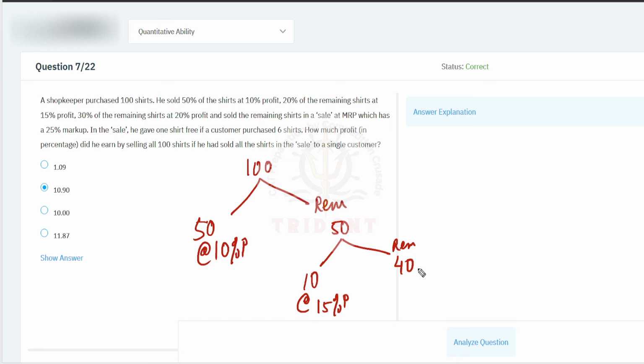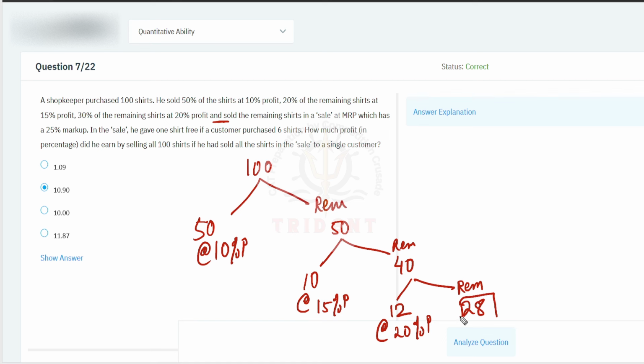Now this is your remaining. Now they say that 30% of the remaining shirts are sold at 20% profit. Now of this 40, 30% remaining. So 30% of this number is what? 12, right? So this is sold at a profit of 20%. And the remaining shirts, now this part is a little bit of a twisted one. And the remaining shirts are sold in a sale at MRP, which has 25% markup. So this is basically obviously the remaining part, and the remaining part of course is going to be the 40 minus 12, which is 28.